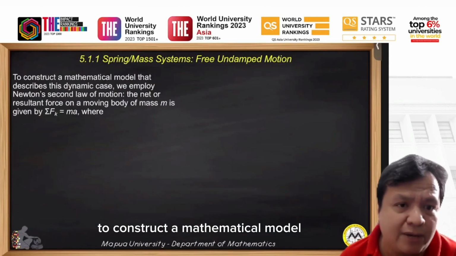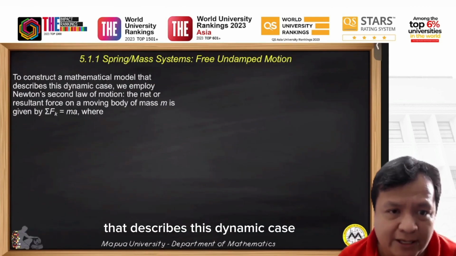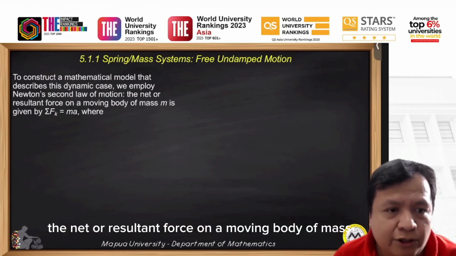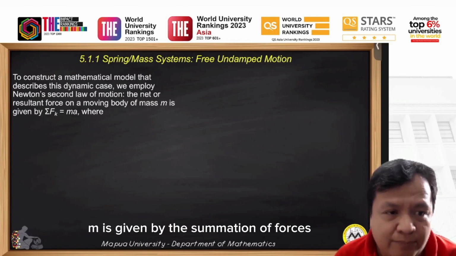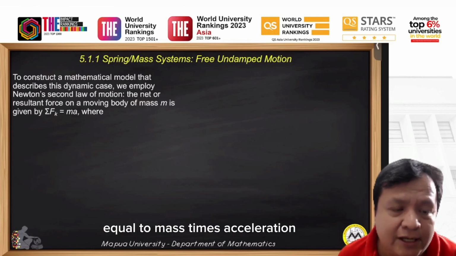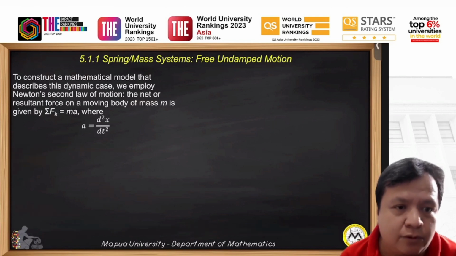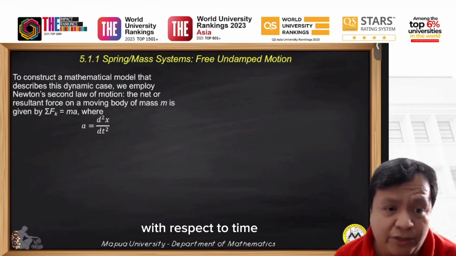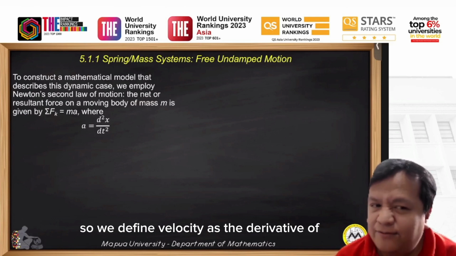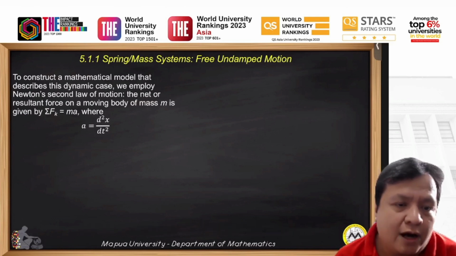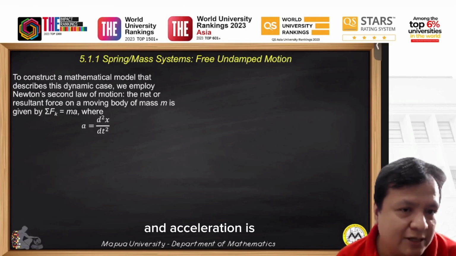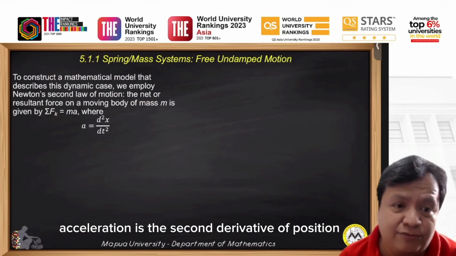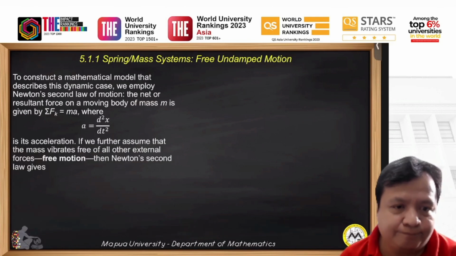To construct a mathematical model that describes this dynamic case, we employ Newton's second law of motion. The net or resultant force on a moving body of mass m is given by the summation of forces equal to mass times acceleration. We define velocity as the derivative of position with respect to time, and acceleration is the derivative of velocity with respect to time. Thus, acceleration is the second derivative of position with respect to time.